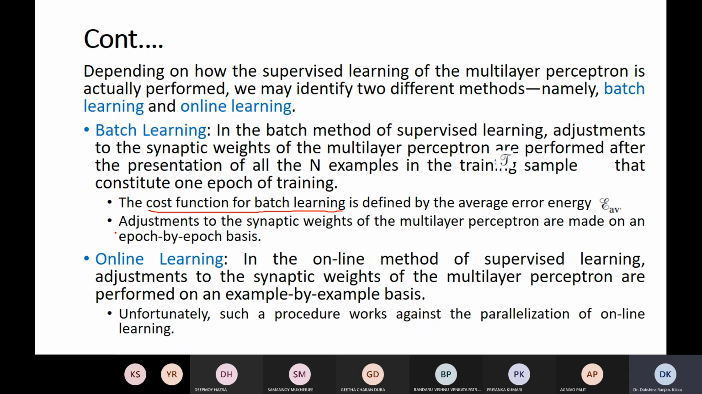Now if we consider this online learning strategy, this procedure works against the parallelization of online learning.